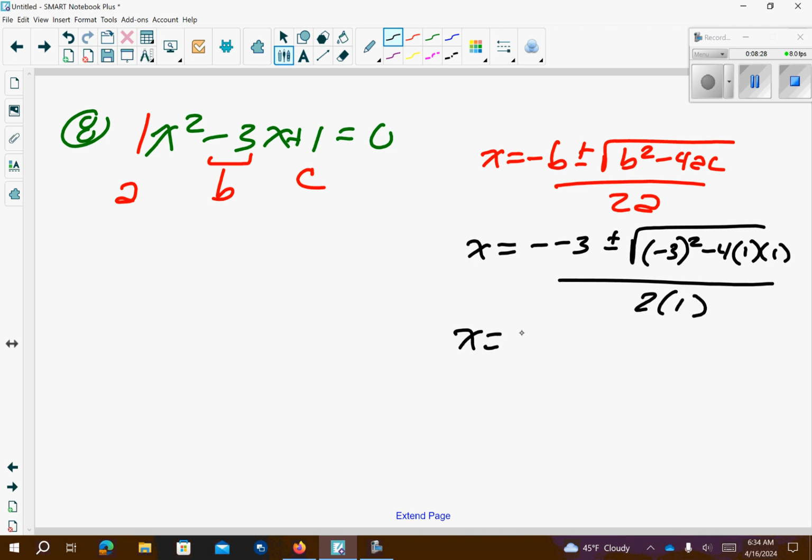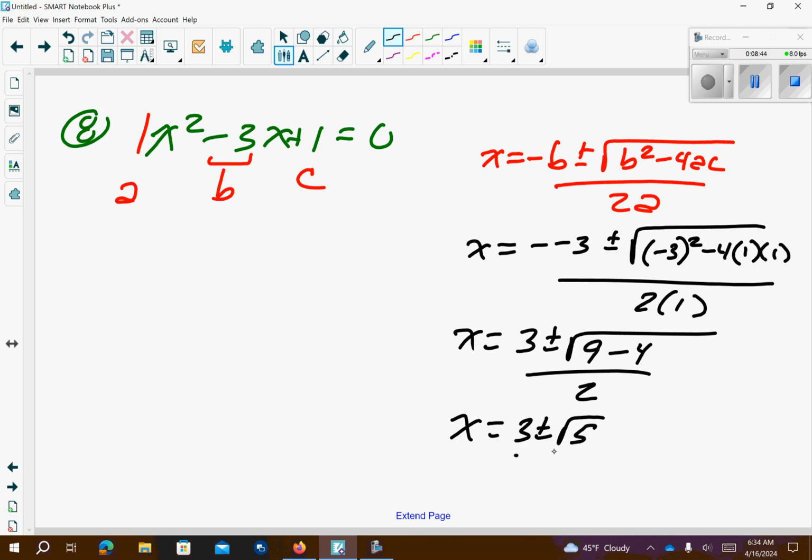So negative negative 3 is positive 3. Negative 3 squared is 9. Negative 4 times 1 is negative 4. Negative 4 times 1 is negative 4. All over 2 times 1, which is 2. X equals 3 plus or minus square root 5 over 2. And there's your answer. You can't reduce that at all.